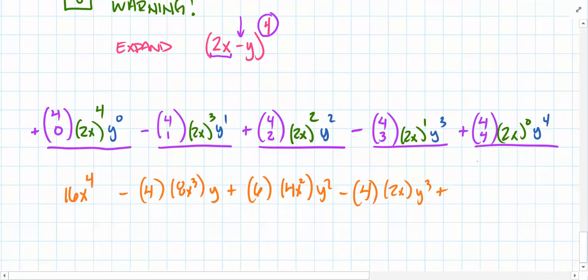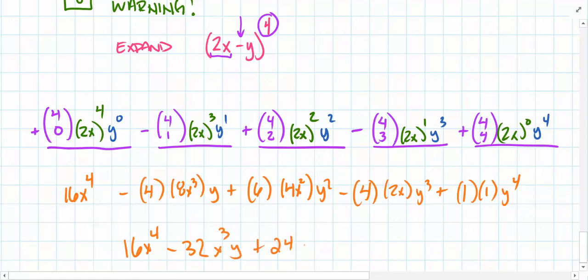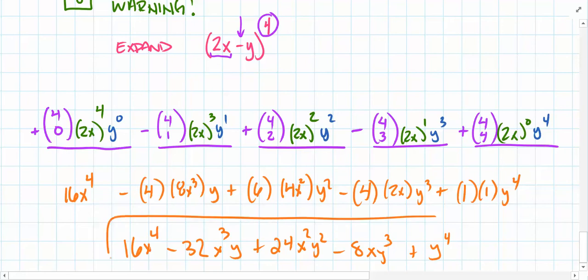And finally, 4 choose 4 is 1 times 2x to the 0, which is also 1, times y to the 4th. So cleaning it up even further, I get this: 16x to the 4th minus 32x cubed y plus 24x squared y squared minus 8xy cubed plus y to the 4th. And that is our answer.